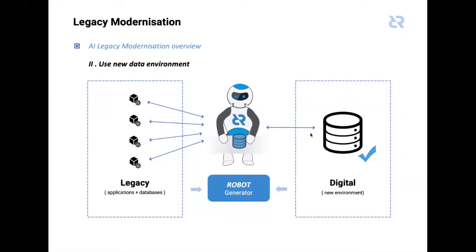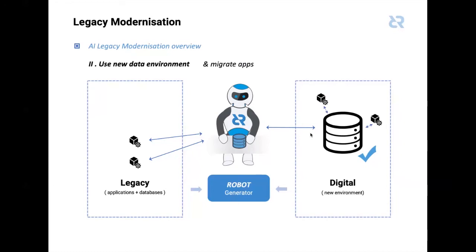Meaning that you have an immediate return on investment because you can stop the costly licensing of the databases, as well as the costly maintenance. Then, once you have dissociated your data from your application, you can start migrating your apps. You can rewrite your apps, you can change your apps, and these apps can start connecting directly to your new digital environment without the need of going through the robots.